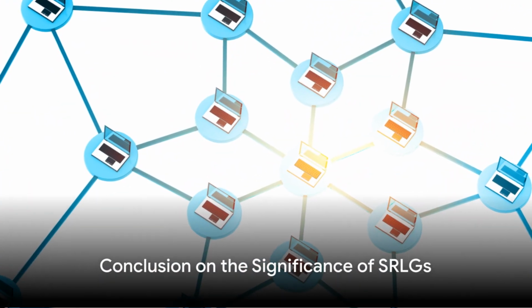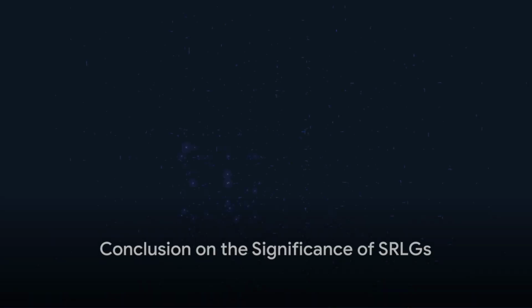To sum it up, understanding and implementing SRLGs is crucial for network reliability. It helps in planning for effective backup systems that are resistant to shared risks, ensuring your data reaches its destination even when the main highway is blocked.